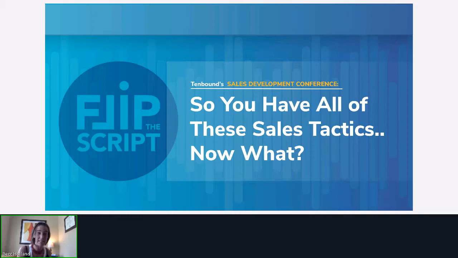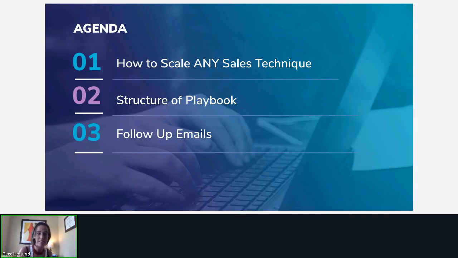Can really scale any technique. So the three pieces of today's agenda are: how do you scale any kind of sales technique, regardless of who it's coming from or the source? I know there's a lot of people on LinkedIn who are giving advice on how to write messages or how to cold call people. So we're going to start off with how to scale any sales technique.